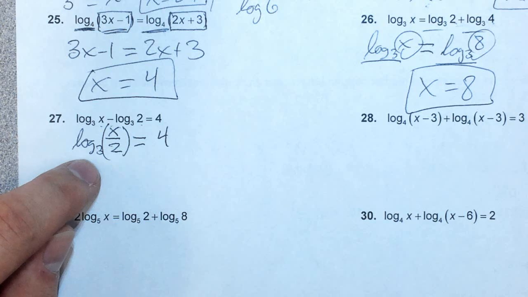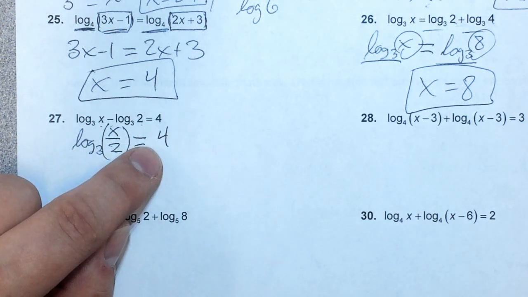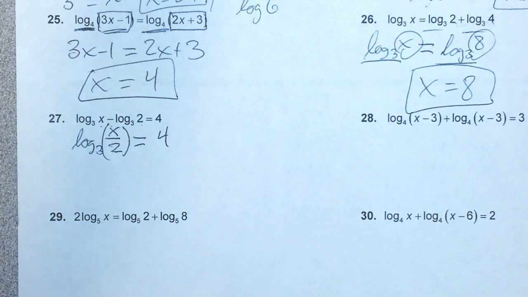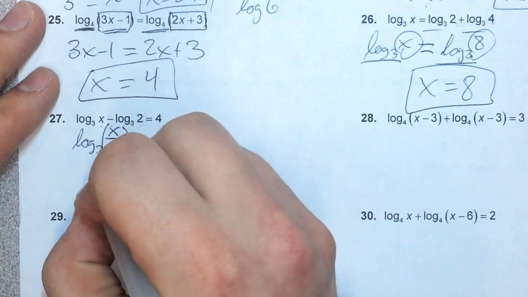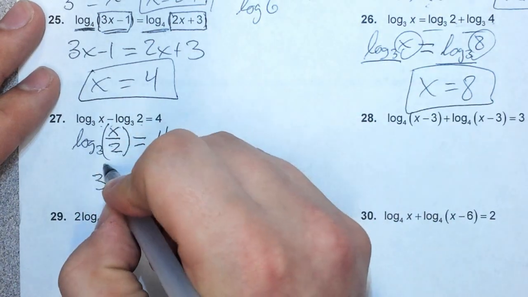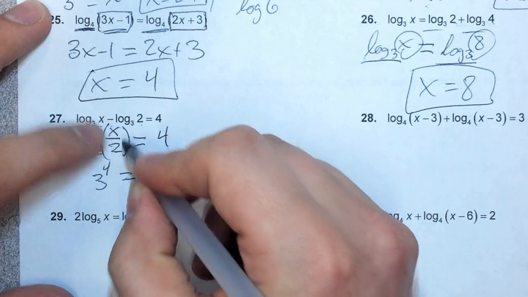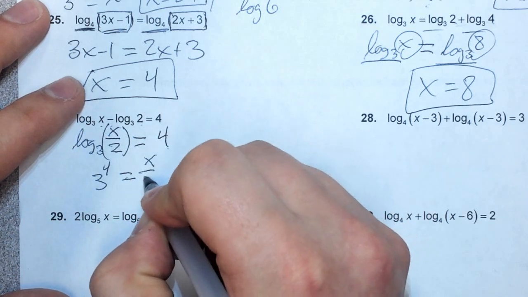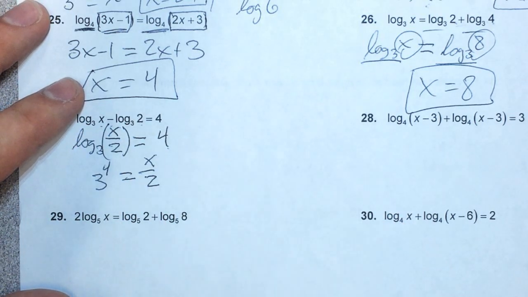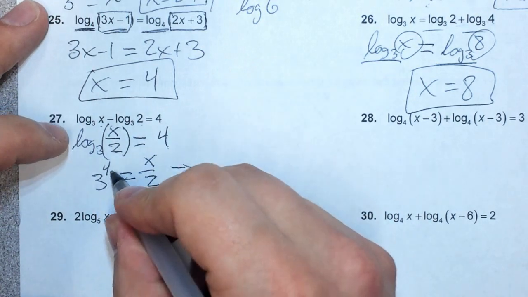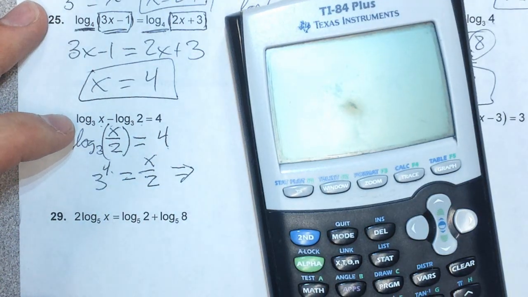My strategy for this one, if there's not logs on both sides, is to convert it to an exponential. My base is 3, okay? My exponent's 4, and then that has to be equal to what's on the inside of the operator, so x divided by 2. All right? Once I have that, I can do 3 to the 4th power. Don't remember that off the top of my head.